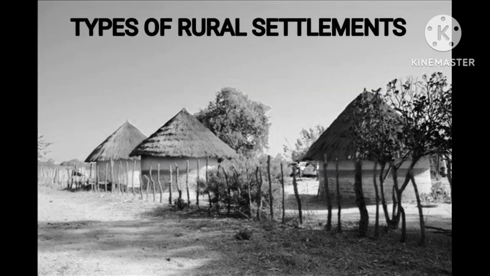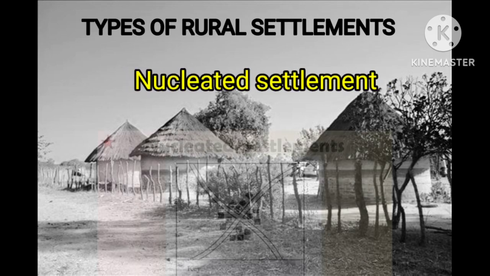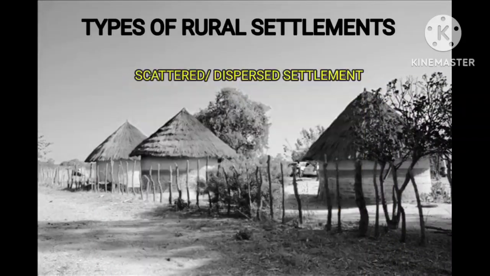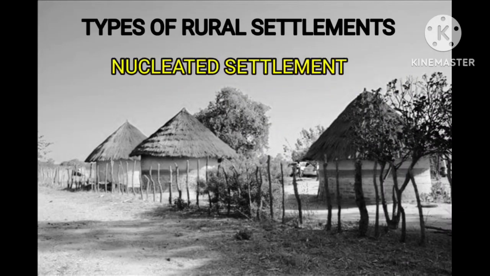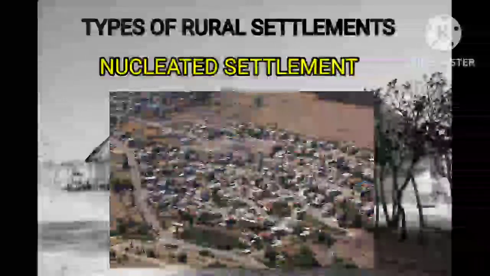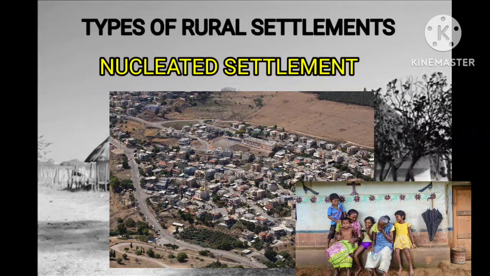If we are talking about the types of rural settlement, there are generally three types. One is nucleated or compact, second is linear, and the third is scattered or dispersed. In nucleated settlement, all the houses are compacted, because there the social interaction is high and the facilities are quite available. So the houses are connected with each other.